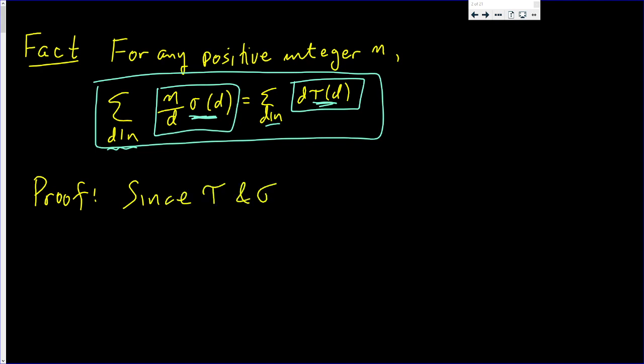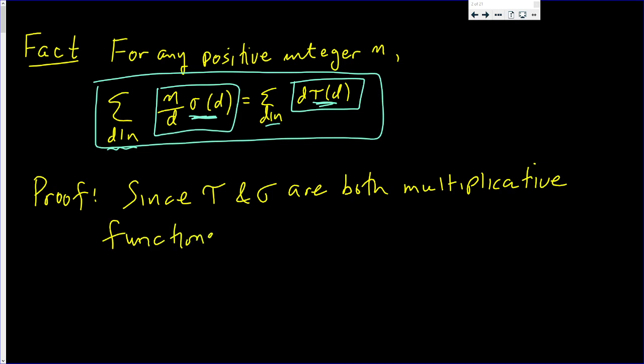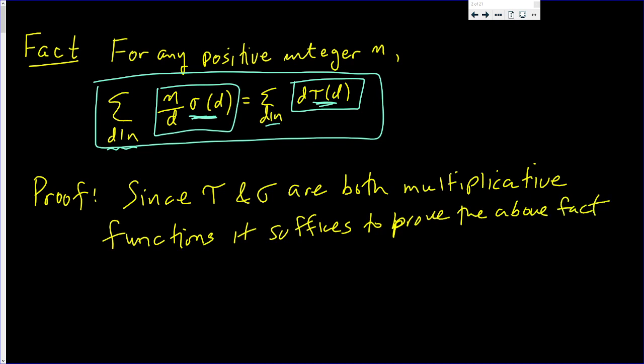Since tau and sigma are both multiplicative functions, it suffices to prove the above fact for n equal to p to the k, where p is some prime.